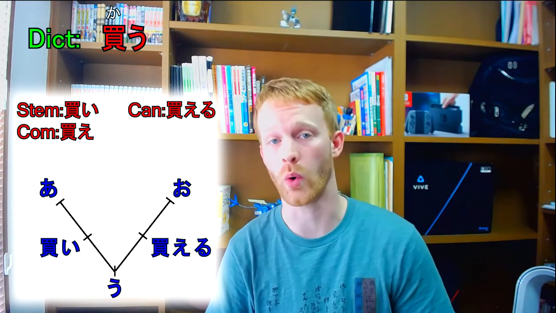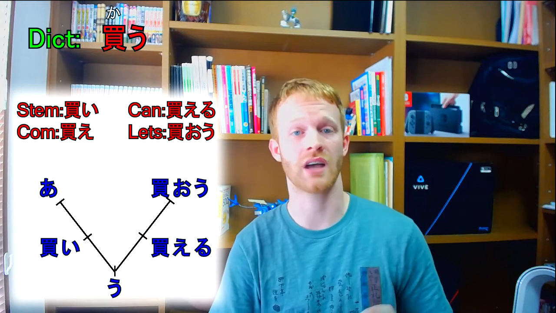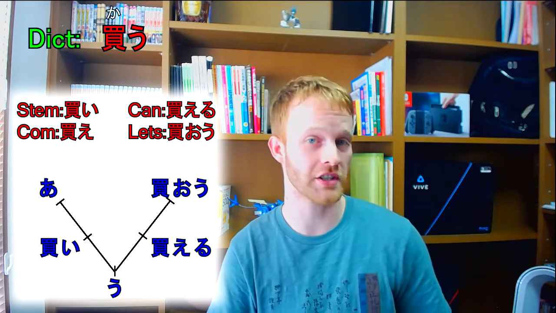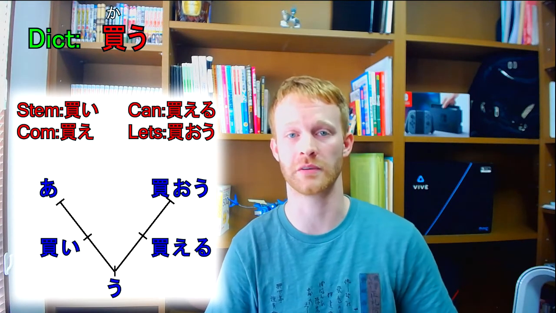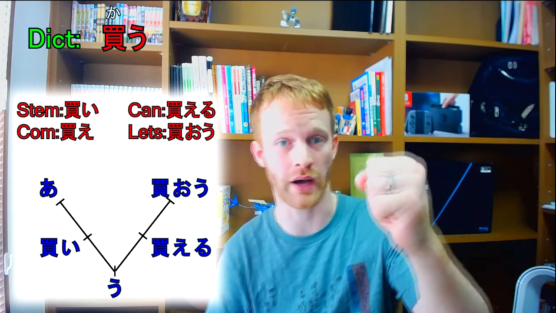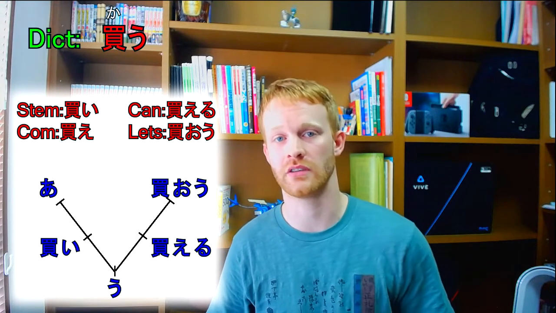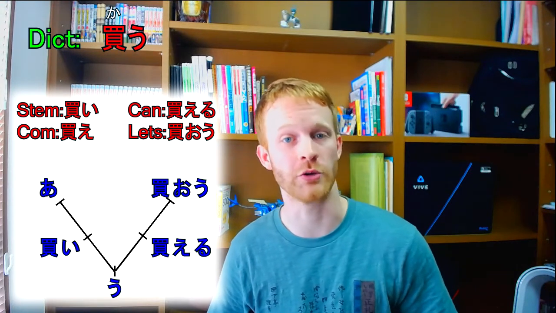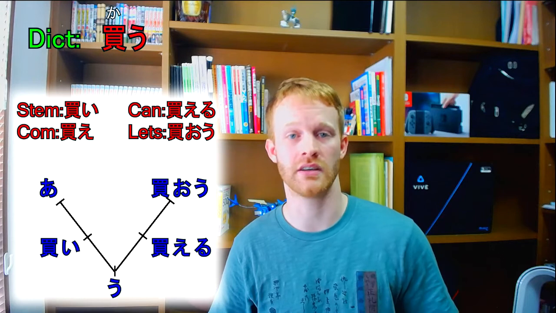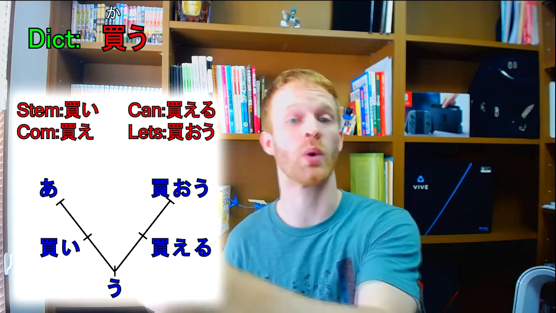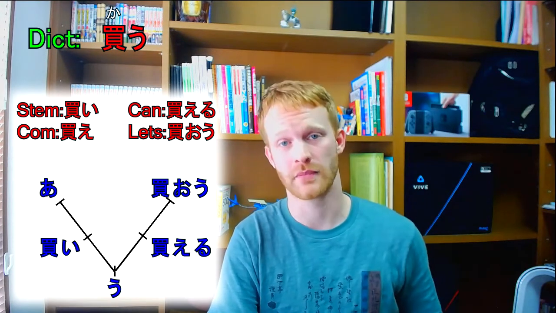The next one is o, so ka-u becomes ka-o. This is known as the volitional form, and it changes the meaning from to buy to let's buy. However, this form only works in casual or slang situations. If you want to say it in a more polite way, you would use the mas form and change ka-u to kaimashou, and that leaves us with the last one, a.